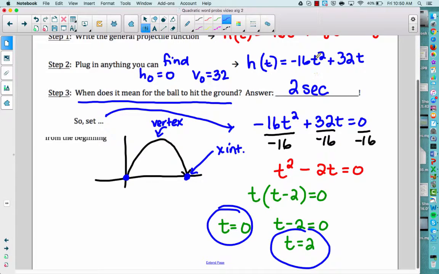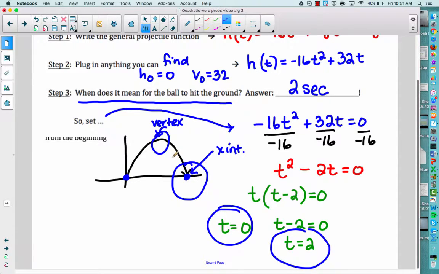On these questions, the most important part for you is really just to think about what the question is asking me for. It's usually going to be asking me for the vertex or the x intercept, so the solution, and you would solve by factoring, okay?